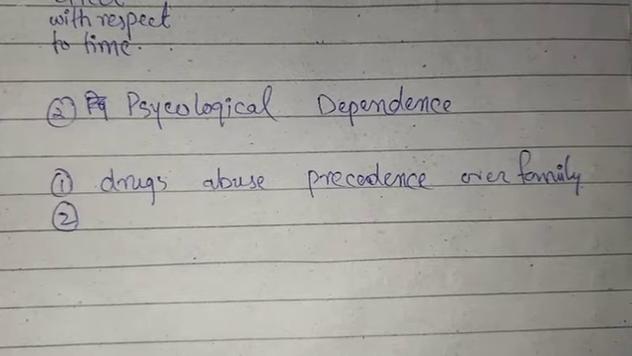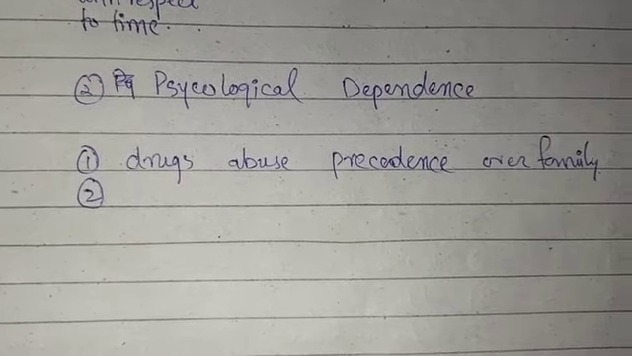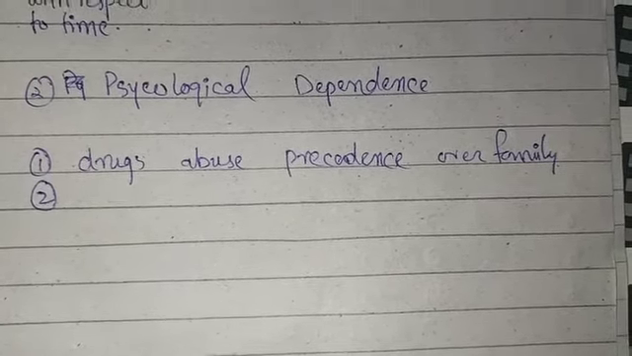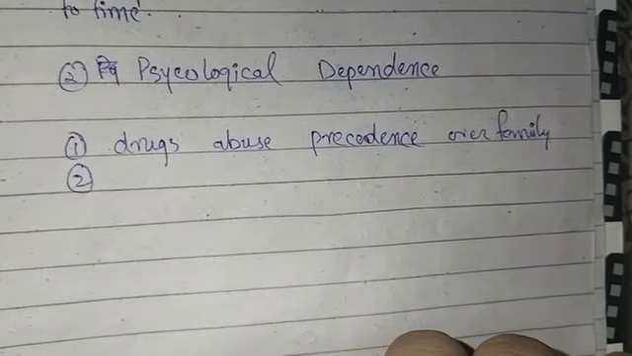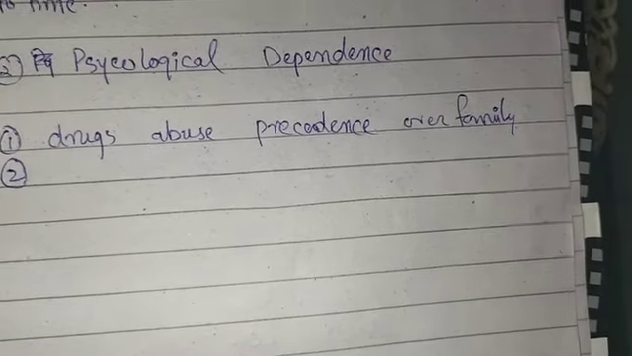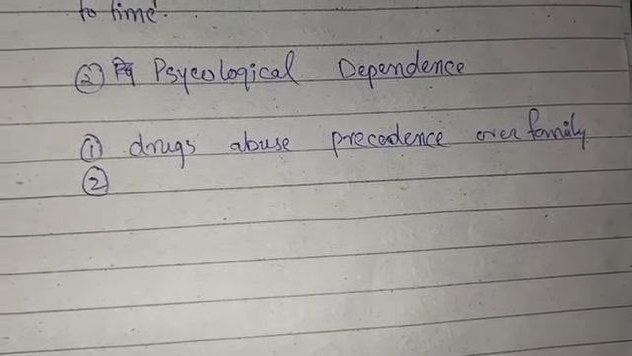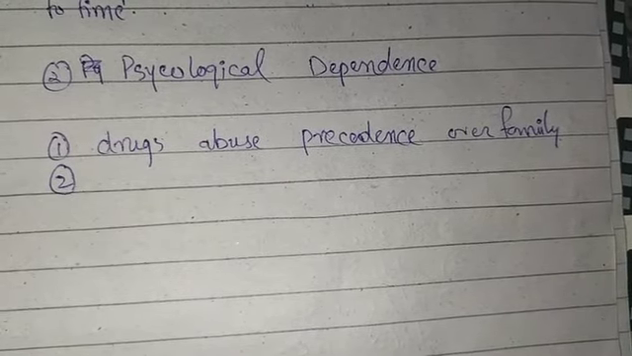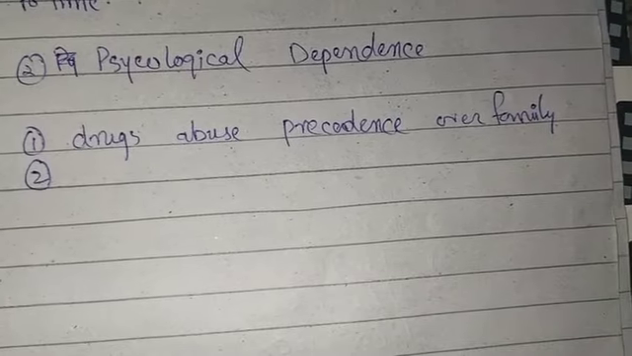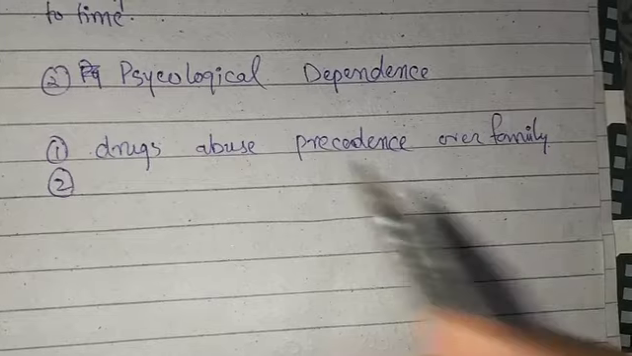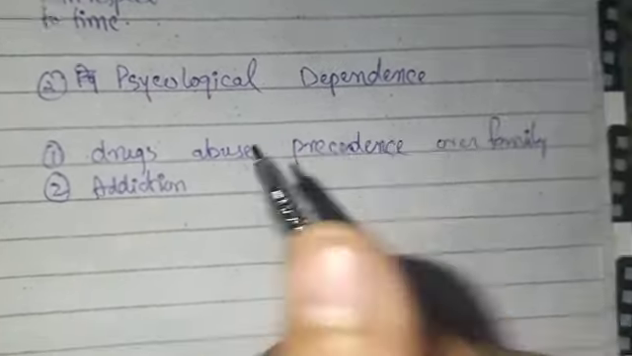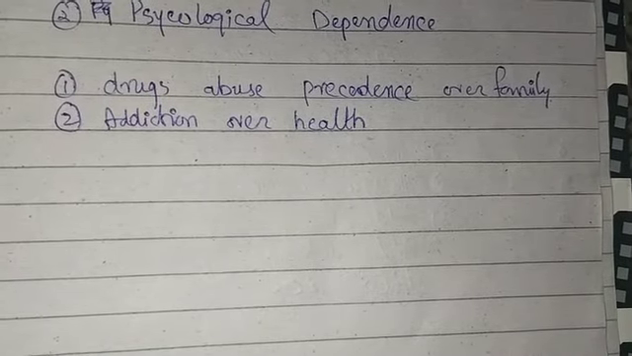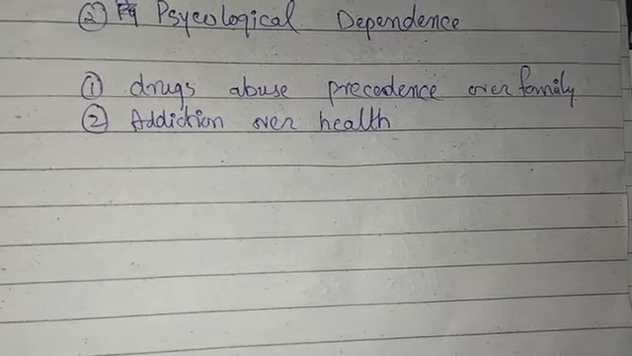Second, a person is addicted to drugs and keeps taking drugs even when he is not healthy and is facing critical problems. For example, a person facing lung cancer, kidney failure, liver problems, or breathing problems, and even then he is taking drugs. If he's facing cancer or any type of disease, but still he's smoking, he's drinking wine. So that is the second for psychological dependence: addiction over health. He's not feeling well, but even with that, he's still taking the drugs.